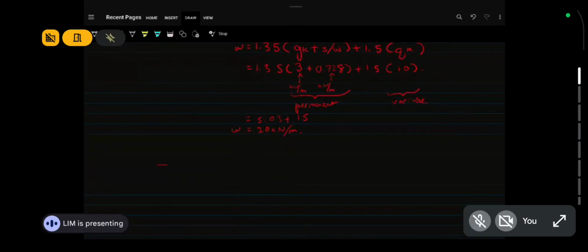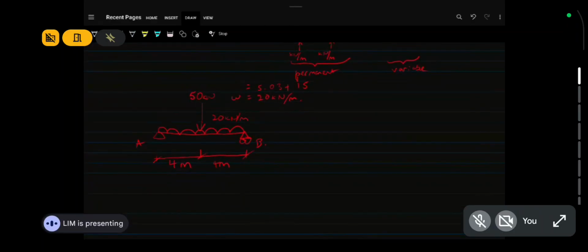All right, so now let's redraw it on our beam. So you basically have a point load of 50 in the middle, W of 20, and it's 4 meters and 4 meters. All right, so that's the loading.